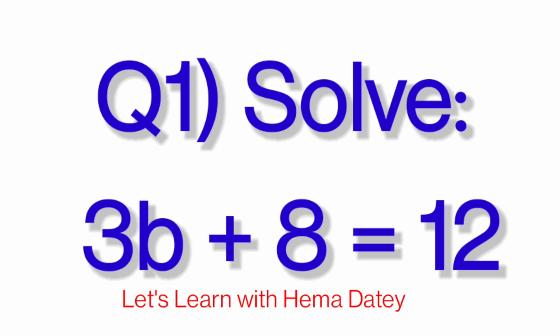Now you solve question number 1. 3b plus 8 equals 12. Let's do question number 2. 2p minus 1 equals 23. First we copy down the question. 2p minus 1 equals 23.